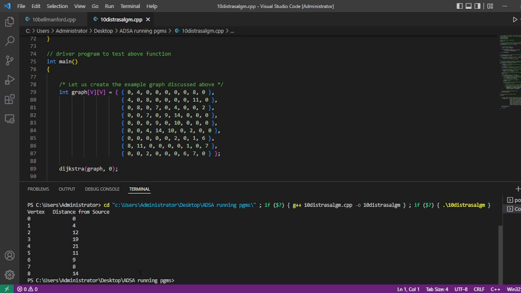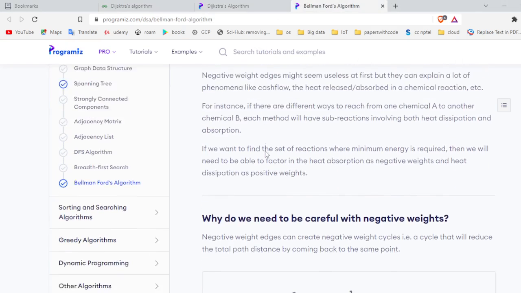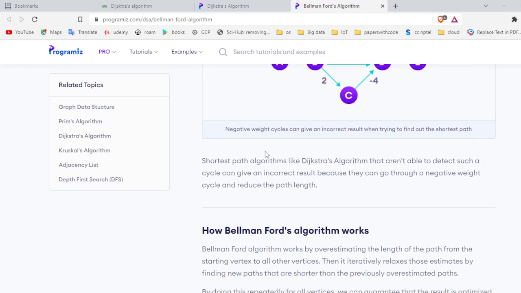We move on to the next algorithm, which is called Bellman-Ford algorithm. Why do we go for Bellman-Ford algorithm instead of Dijkstra's algorithm? Dijkstra's algorithm will not handle negative weights because it doesn't care about them. So shortest path algorithms like Dijkstra that aren't able to detect such a cycle can give incorrect results because they can go through a negative weight. In previous days negative weight was not that important, but later the negative weight has the most impact on a lot of applications.